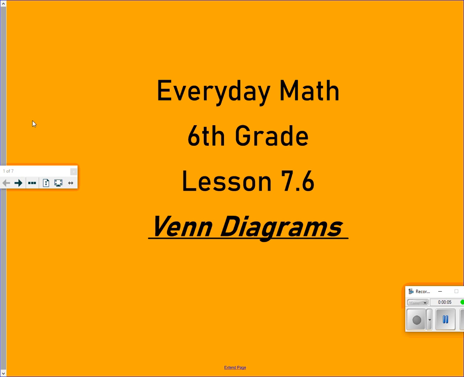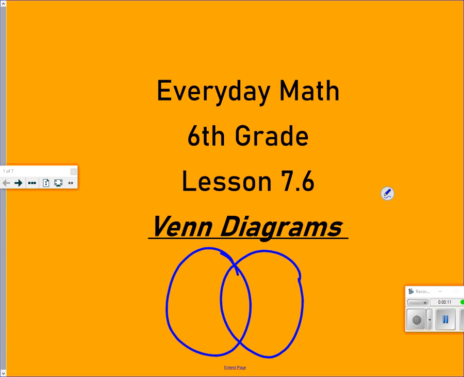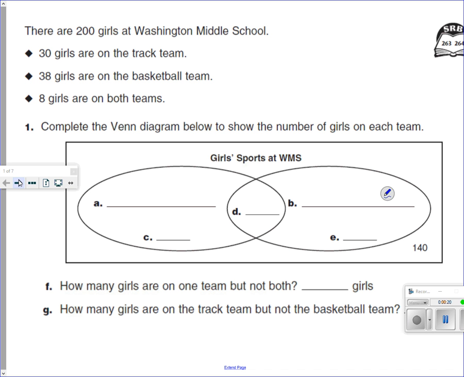I know you've seen Venn diagrams in the past. They simply look like this: two circles that overlap each other. This is what they have in common, so this is what they have that is the same. This is what they have that is different. Okay? Let's take a look at how this works in math.